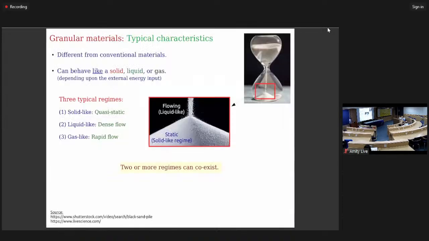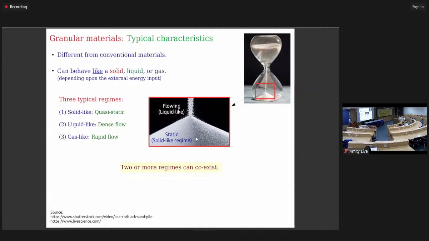Typical characteristics of granular materials: they differ from conventional materials which we know, right? They can behave like a solid, a liquid, or a gas, depending upon the external energy input. One example is shown here, when sand flows through an orifice in an hourglass. Typically three regimes can be distinguished here. Through this cursor, let me point it out.